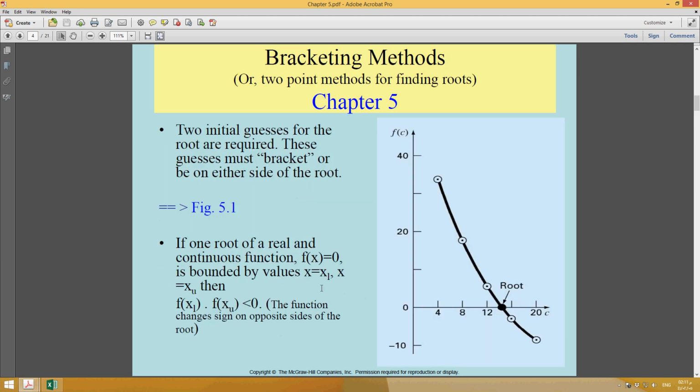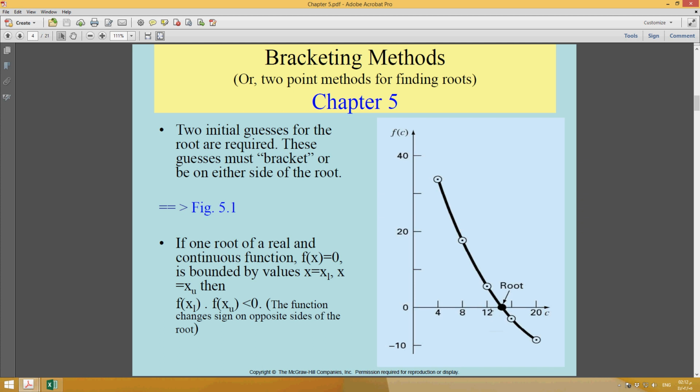Okay, so in these bracketing methods, whenever we have to use them, either the graphical, the bisection, or the false position method, we need 2 points, and these 2 points are known as the upper bound x value and the lower bound value. So what is the upper bound value? The upper bound value is the value after which the function changes its sign. So that value is known as the upper bound value.